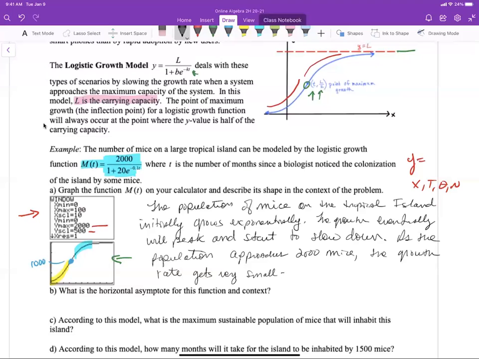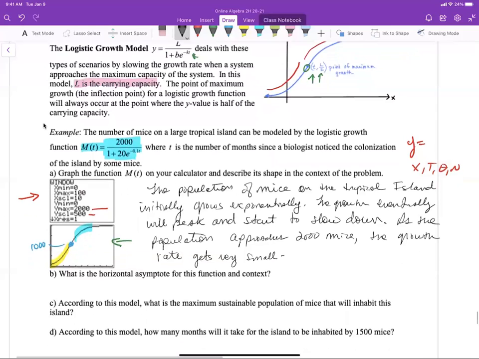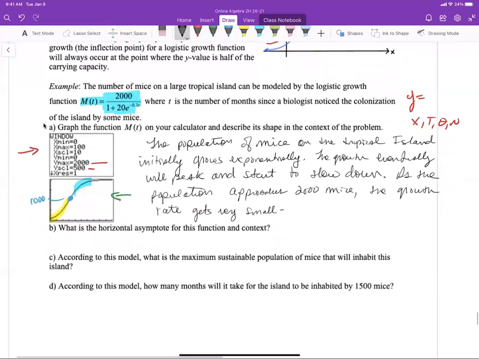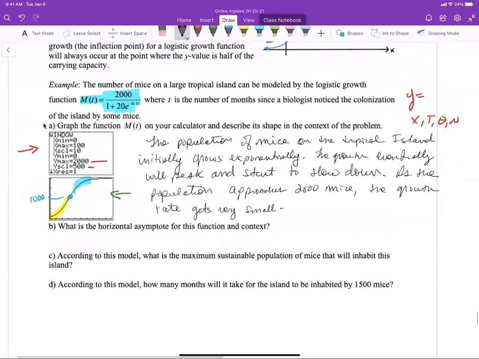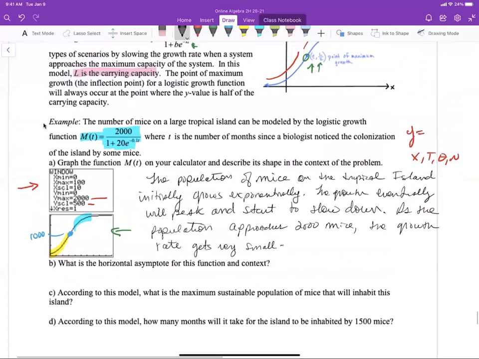So we've described the first part. The population of the mice on the tropical island initially grows exponentially. Then it will reach a peak. The peak growth rate occurs at that inflection point, and then it will start to slow down. And as it approaches that maximum, which is 2,000 mice, the growth rate will get very, very small. What is the horizontal asymptote for this function, and what does it mean in context?